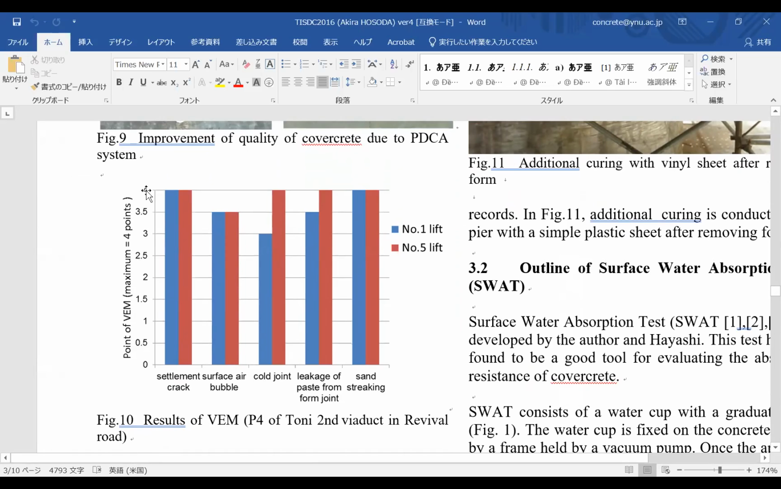The 4 point is the maximum, okay? So this is the comparison in the same structure, number 1, first lift, and 5th, final lift, okay? So core joint was improved, and leakage of cement paste from the joints is also improved, okay? Finally, in the final lift, almost perfect quality, okay? Like that.